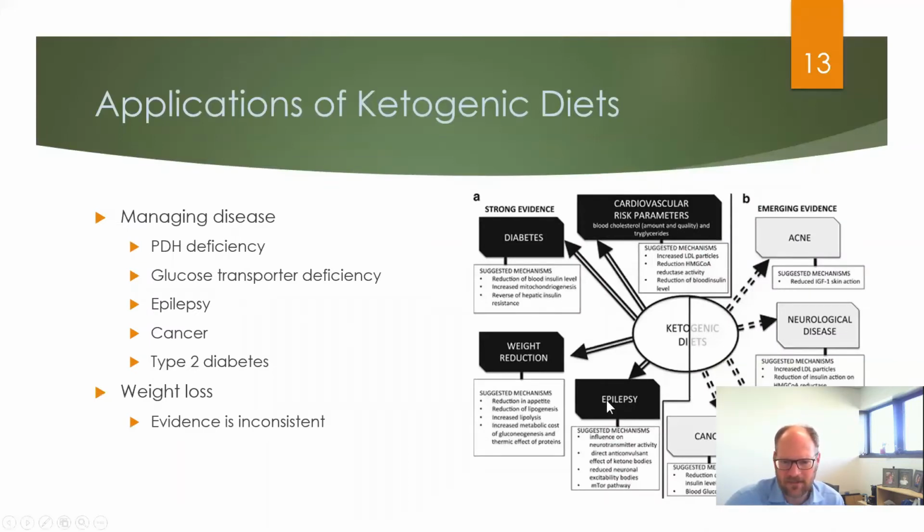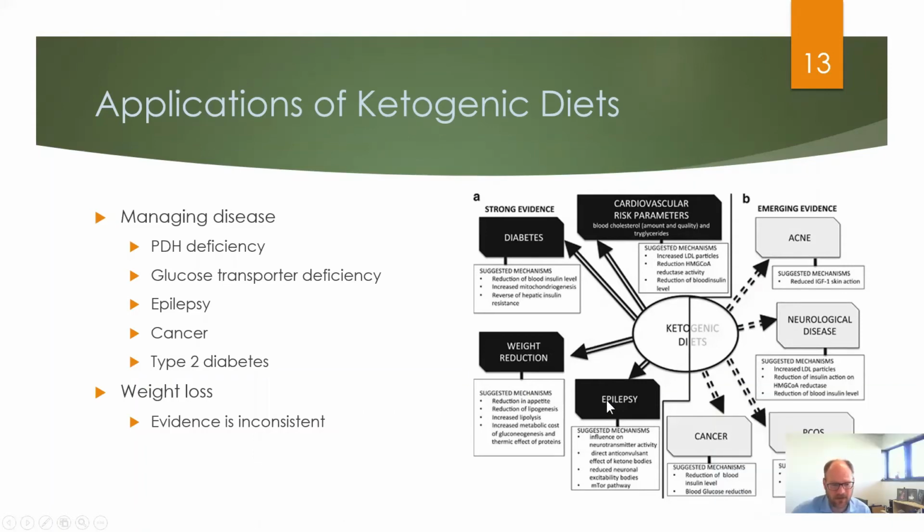So a ketone diet can be useful for treating diabetes and a number of other metabolic disorders. One of the most important or relevant ones we can talk about is pyruvate dehydrogenase deficiency, which we'll talk about in a minute. But there have been applications of the ketone diet to quite a number of different applications, including cardiovascular disease, weight loss, epilepsy, cancer, and some other things.